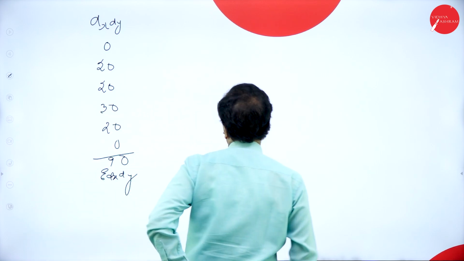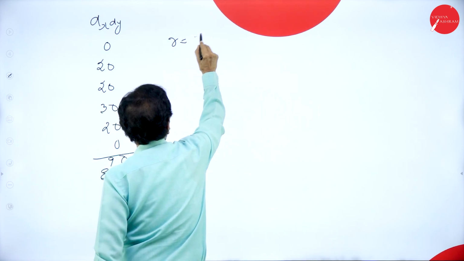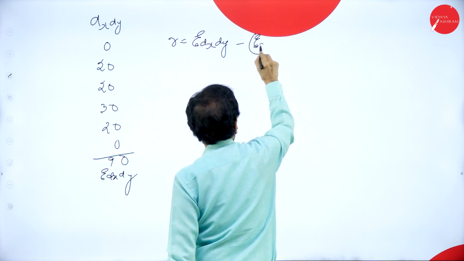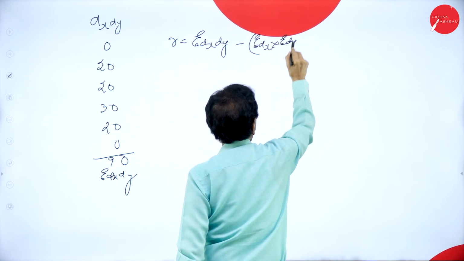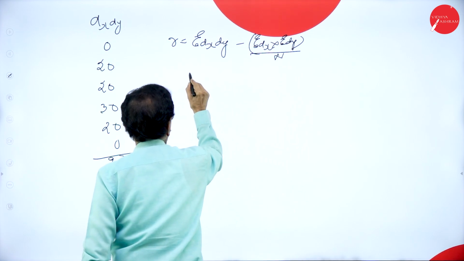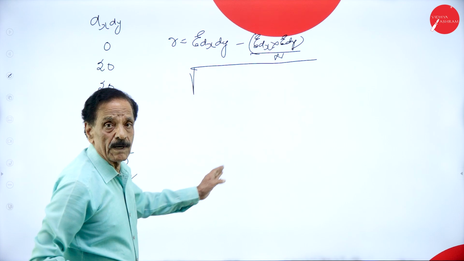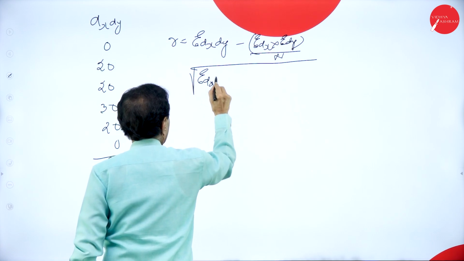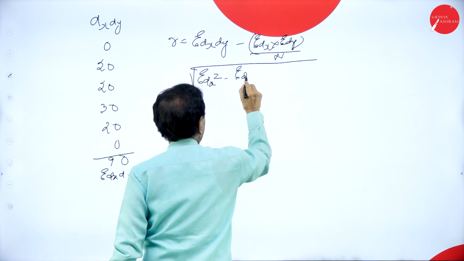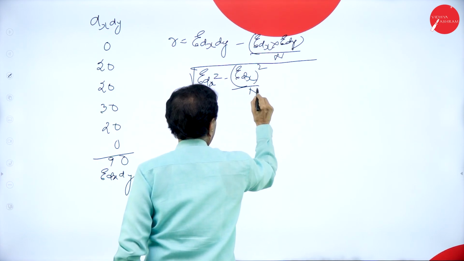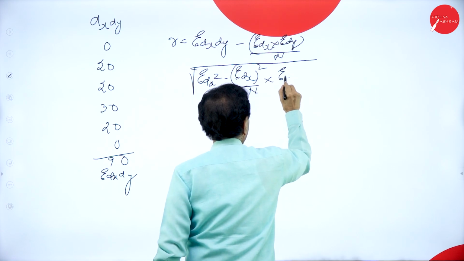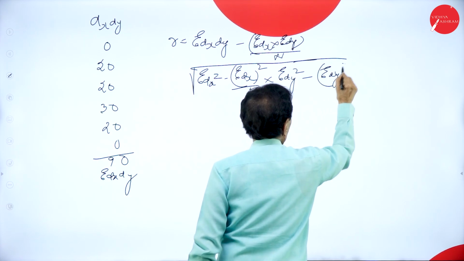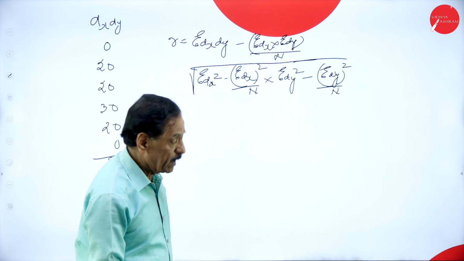Now slowly apply the formula. R is equal to sigma dx dy minus sigma dx sigma dy divided by n, divided by root of sigma dx square minus sigma dx whole square divided by n, into sigma dy square minus sigma dy whole square divided by n. Slowly we can apply now.